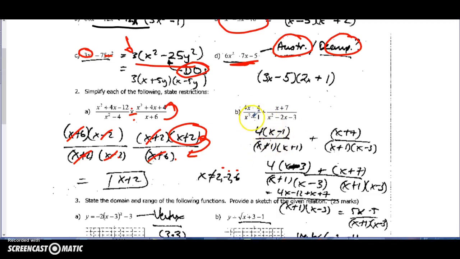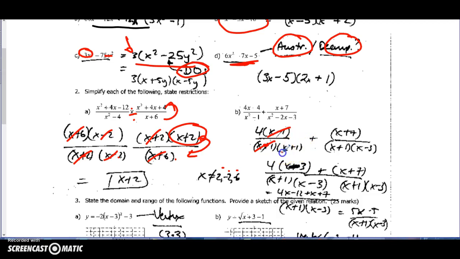Common factor, and then difference of squares, factor. Two terms on the bottom, two terms on the bottom. You need a common denominator. Careful, if you look at this, this is minus 1, so that's x minus 1. So this factors to x minus 1, x plus 1. You notice there's an x minus 1 on top and x minus 1 on the bottom, and I'm left with 4 over x plus 1.